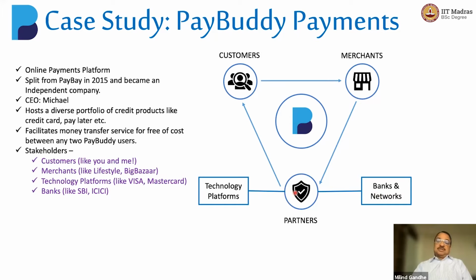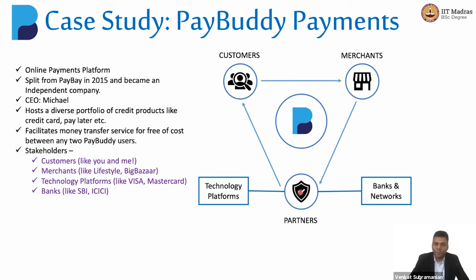I thought they were networks. Yes, they are essentially networks. Partner is a broad word. We are using the word partner in a very broad sense to bundle together all these banks and card networks. So, to summarize, PayBuddy is an intermediary that enables a customer to buy something from an online merchant by using his underlying card network and the particular bank that has given him that card.